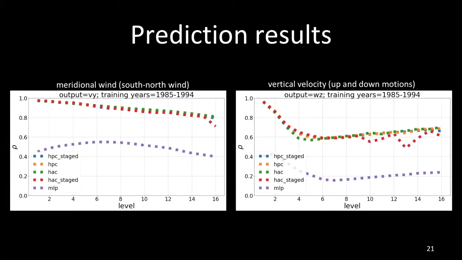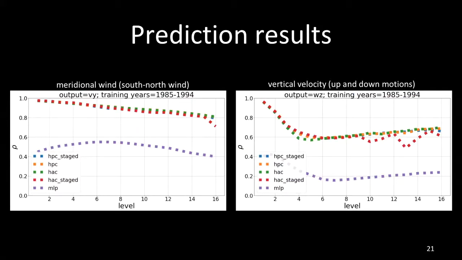Meridional wind. This is the south-north wind, and up and down motions. On the x-axis, you see the levels. So basically, the horizontal stack that you see becomes the x-axis. So it goes from 1 to 16. And what you see here is a different variant of that architecture.